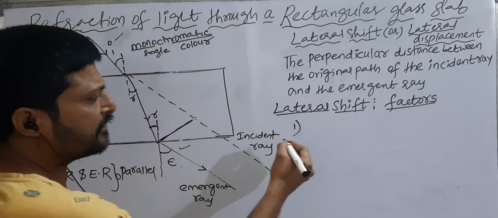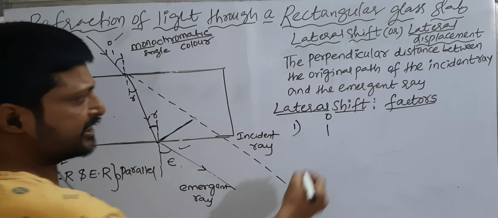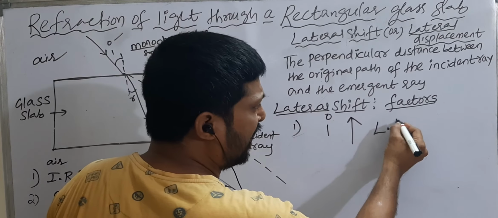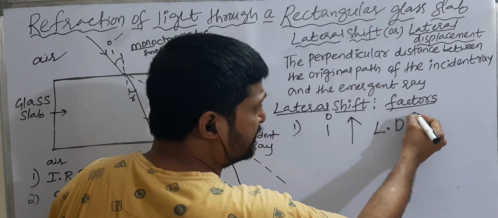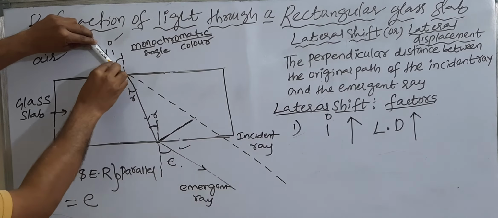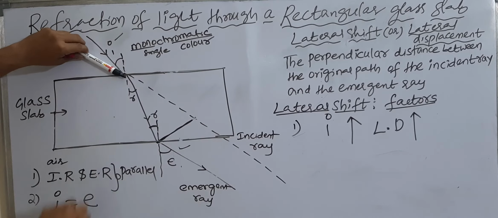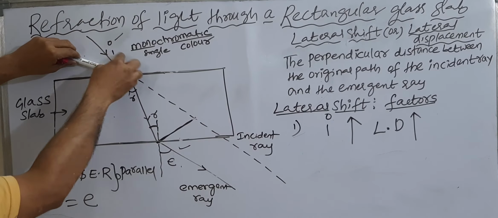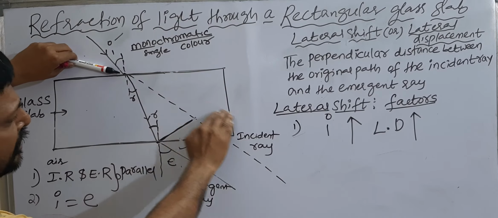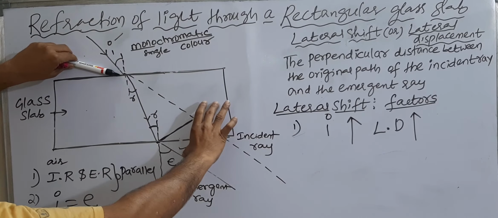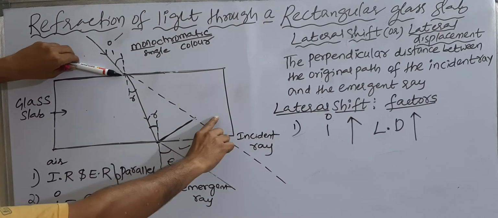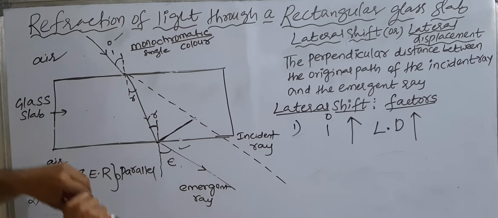See here, the first factor is angle of incidence. If more is the angle of incidence, the lateral shift or lateral displacement is also more. It means here, this is the angle of incidence. If you increase the angle of incidence, this is the actual original path, and so more is the lateral displacement. If angle of incidence increases, the lateral displacement also increases.